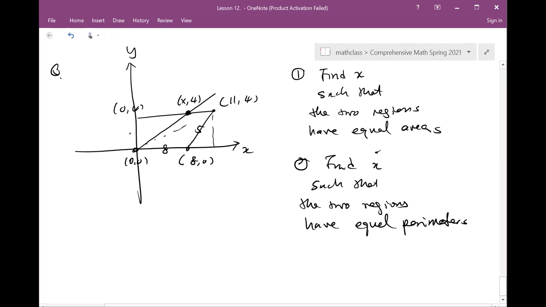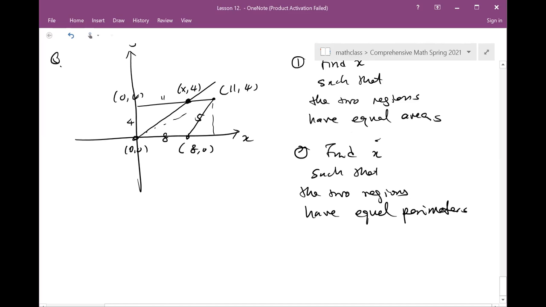The other one here is 4 and 11, so that's why it's longer. 4 plus 11 is greater than 8 plus 5. That's why the diagonal does not give you two regions of equal perimeter or equal area. So you have to move the point a little bit. You have to determine the value of x such that they have equal area, and another x such that they have equal perimeter.